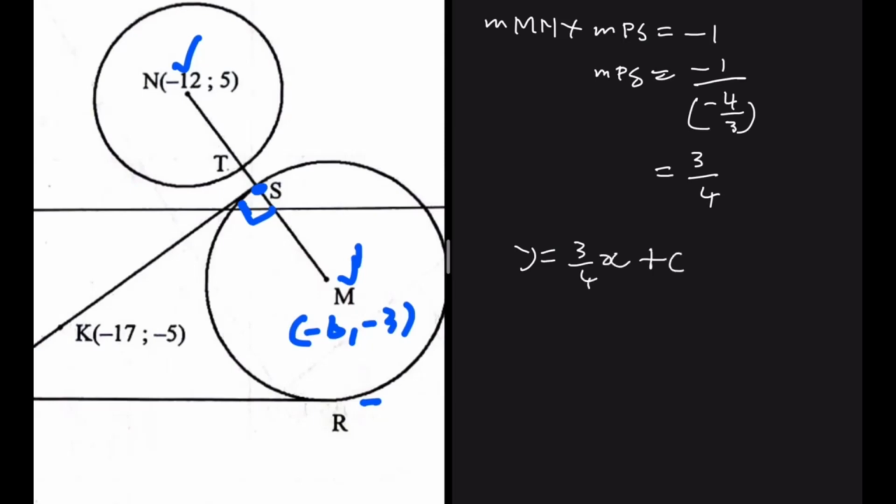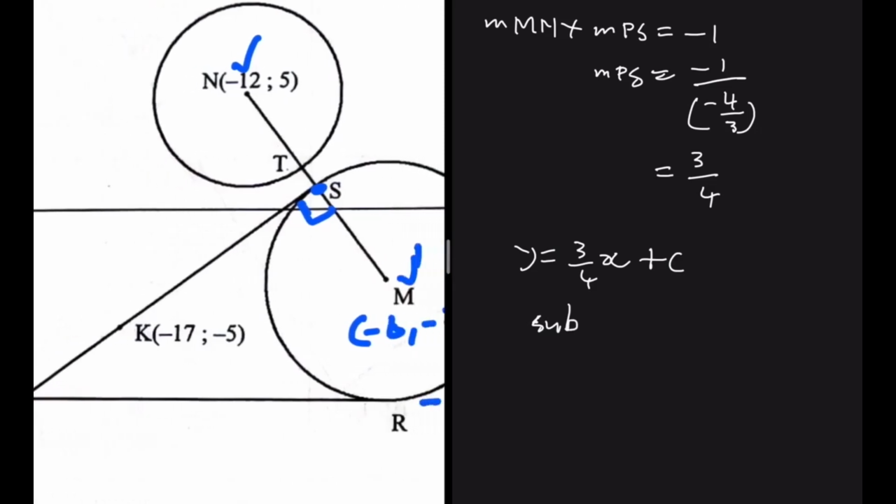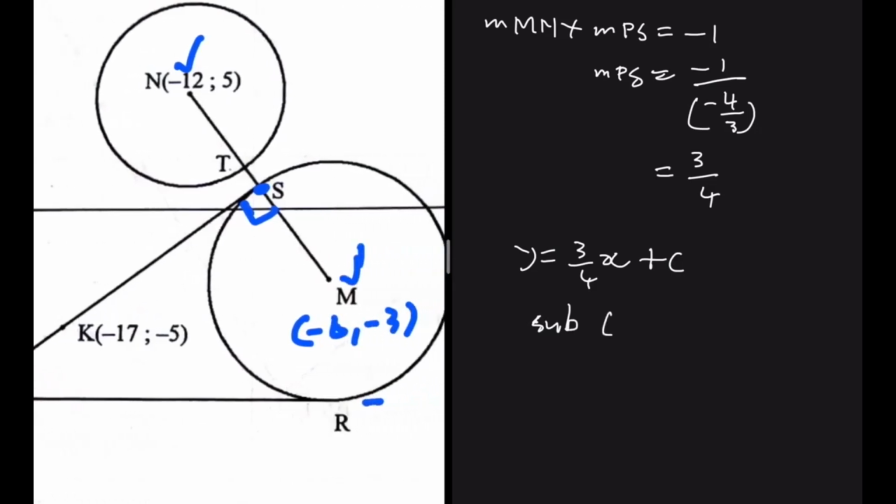So we're saying that now the equation of PS is 3 divided by 4 x plus c. So we just need to find the value of c, right? We can do that by substituting the point K, which lies on the line PS. K has coordinates minus 17 and minus 5. So we're gonna have minus 5 for the y value, being equal to 3 divided by 4 times the x value, minus 17, plus c, right? So now you can see that we're just left with a bit of algebra, and for the most part we are done with our question, right?